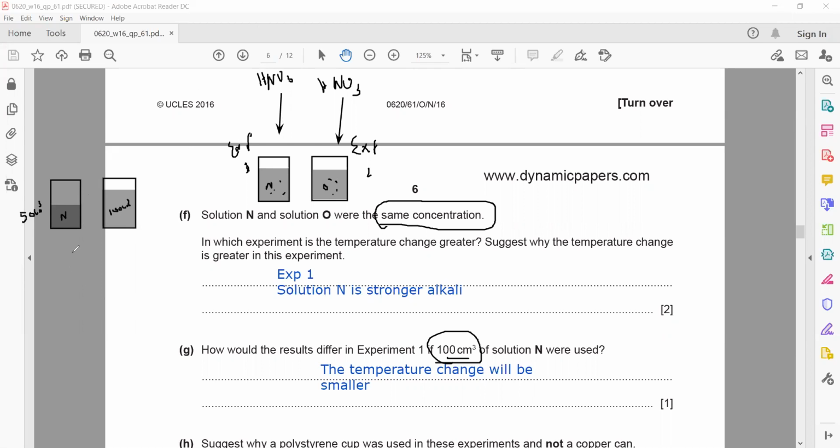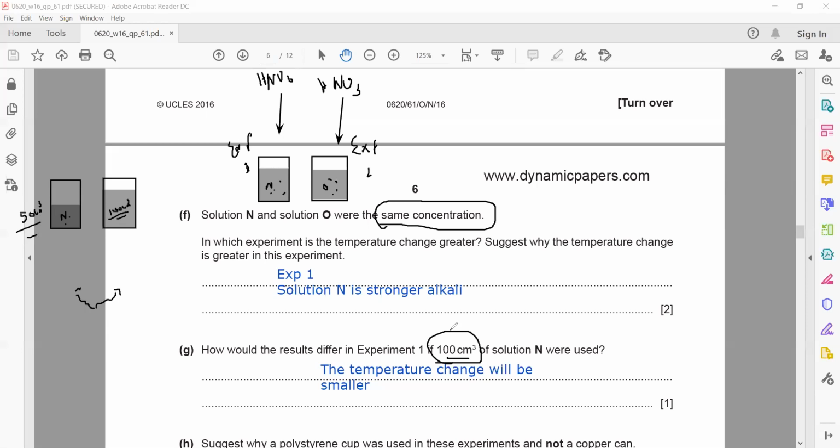because the reactant particles are reacting with each other and it is releasing energy. That energy is absorbed by the water. Here you have 50 cm cube of water. Aqueous solution means the volume of a solution refers to the volume of the water. So 50 cm cube of water required a smaller amount of energy to show a change in temperature. 100 cm cube of solution required more energy to show a change in the temperature. That's why the temperature change will be smaller.